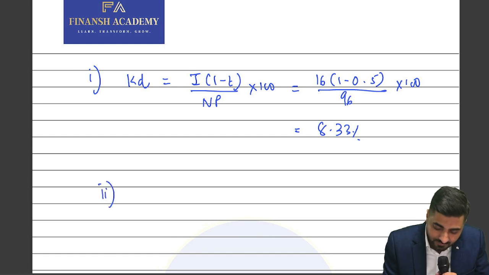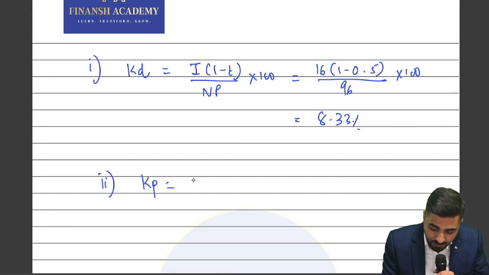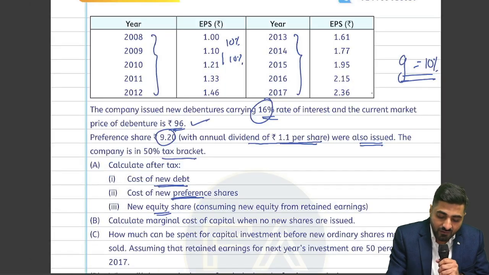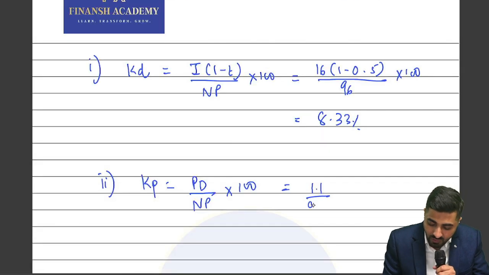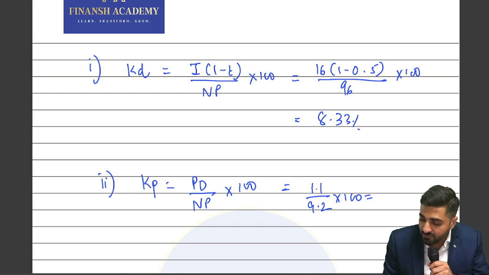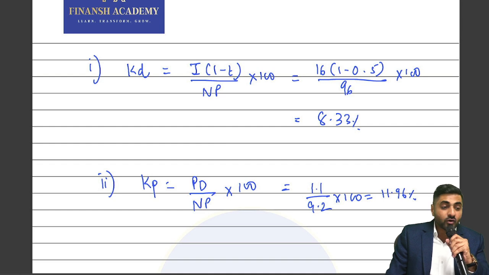What about the formula for KP? Can I say that will be PD upon net proceeds into 100? Everyone, what is the annual dividend? 1.1. And we are issuing the new preference at what price? 9.2. There will be tax savings or no tax? 1.1 divided by 9.2. What is this? 11.9. Right? I taught you redeemable. Now I am teaching market price with net. That's it.